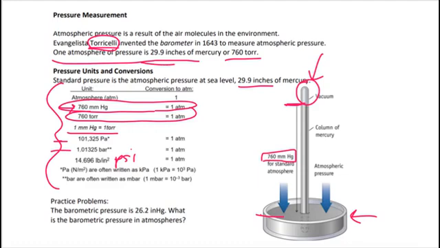So, and I'm going to write down this one, that this 1 atmosphere is equal to 29.9 inches. Hg is mercury, so inches of mercury.